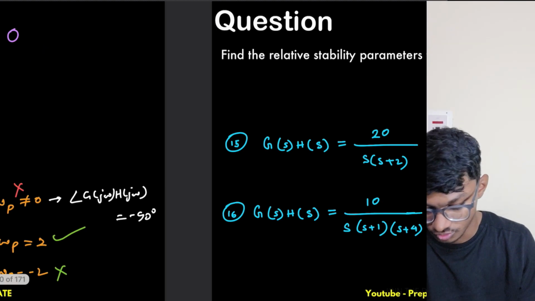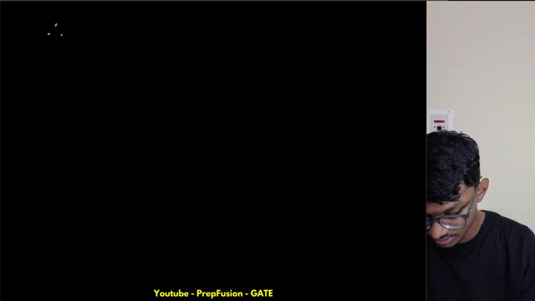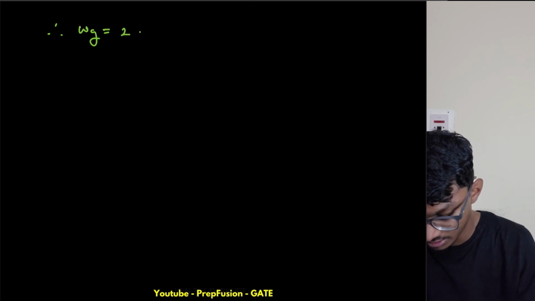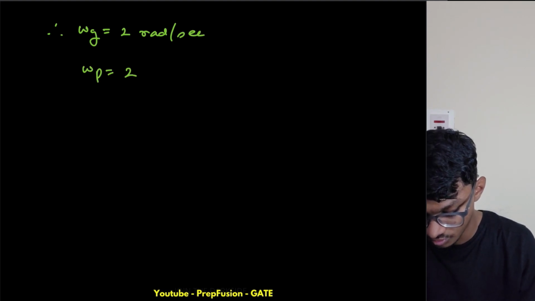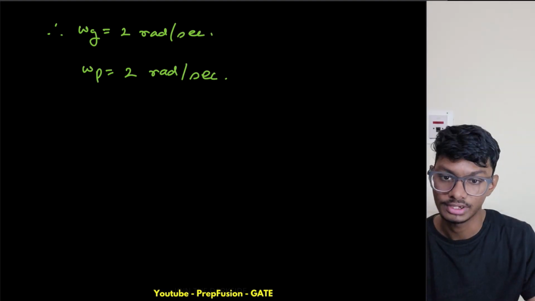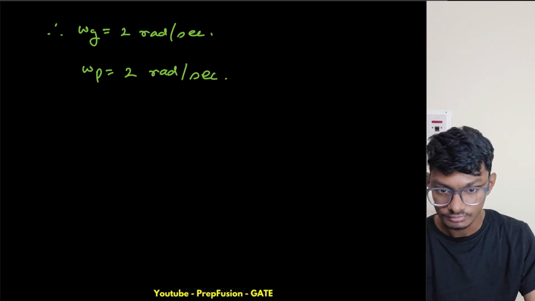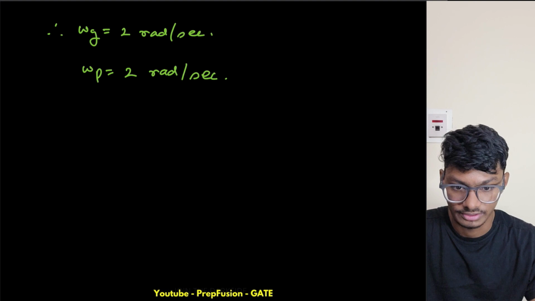So let me take another page. Hence, what is the significance of this? Omega g equals to 2 radians per second, and omega p equals to 2 radians per second. My omega p and omega g are both at the same frequency, basically 2 radians per second. I've already told you all these things.